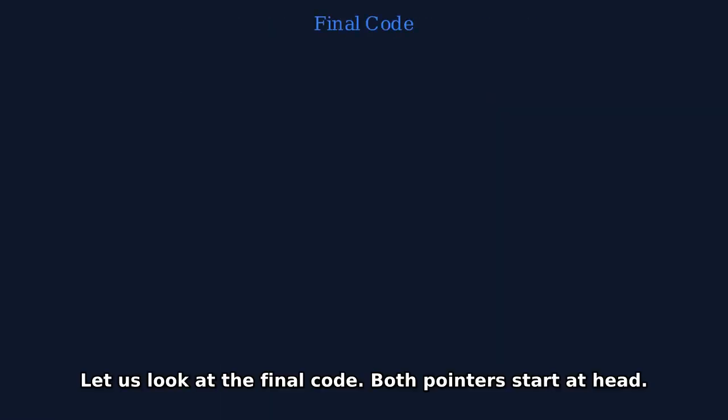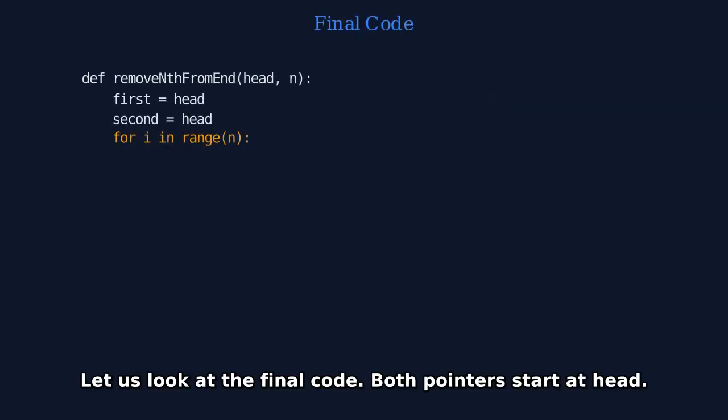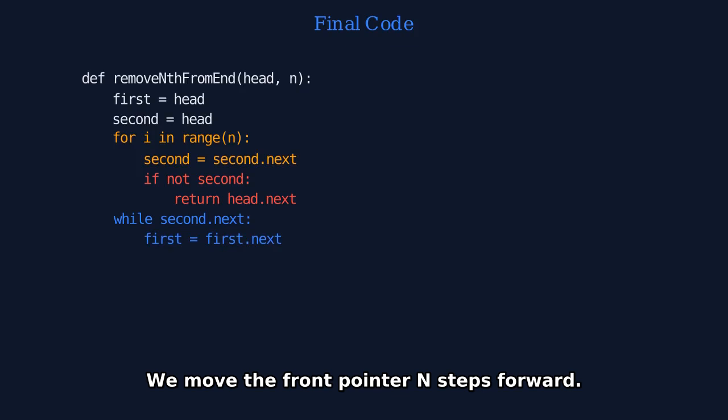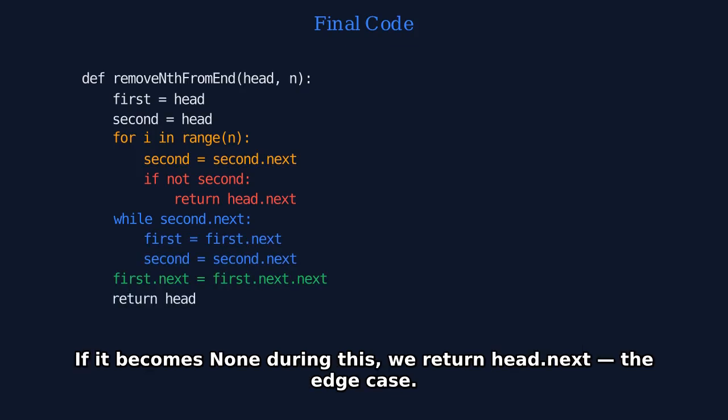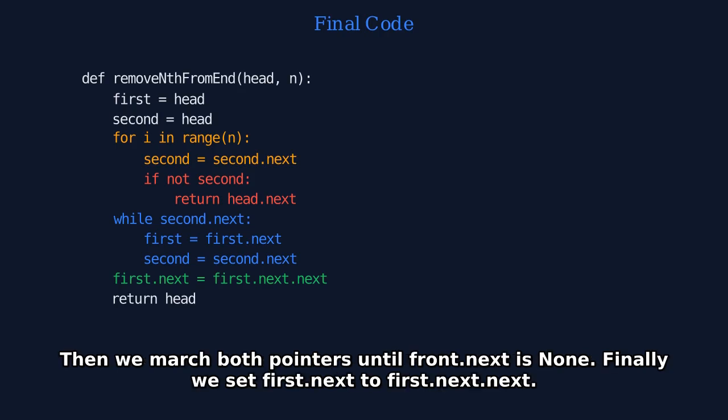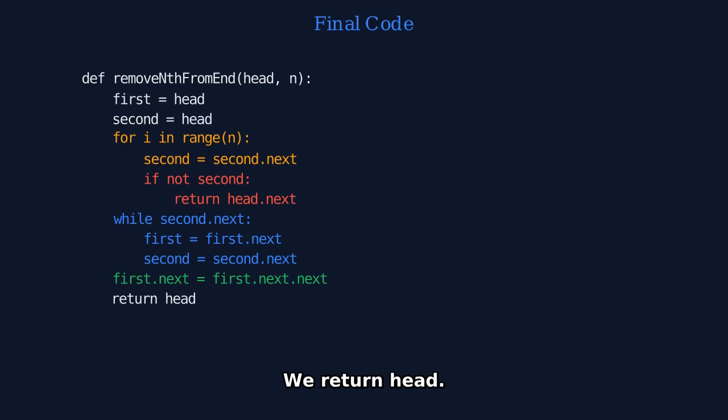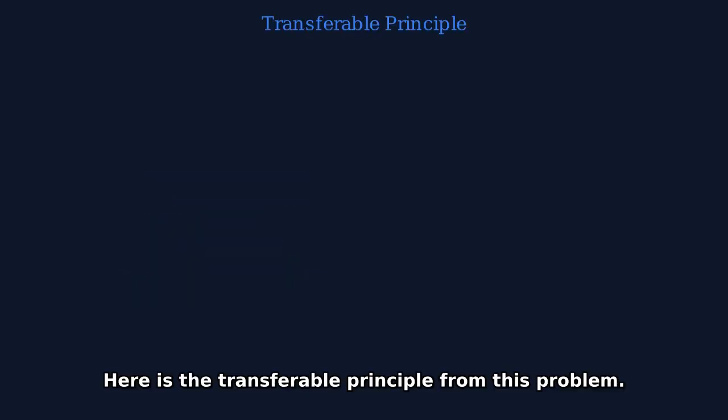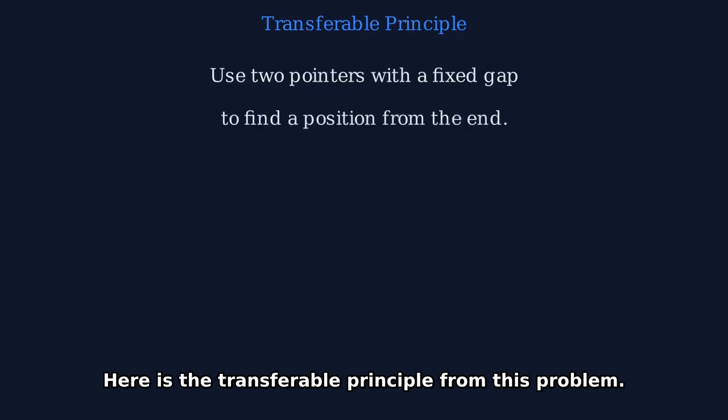Let us look at the final code. Both pointers start at head. We move the front pointer n steps forward. If it becomes none during this, we return head.next, the edge case. Then we march both pointers until front.next is none. Finally, we set first.next to first.next.next. We return head.